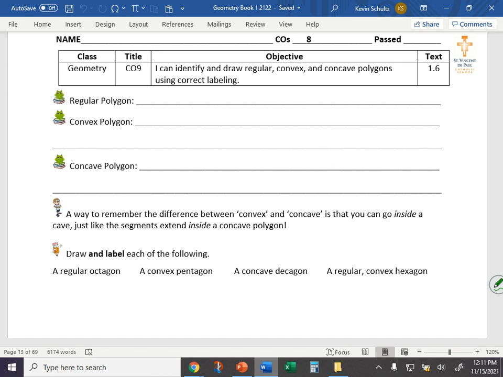So our objective is to identify and draw regular, convex, and concave polygons using, and this is important, correct labeling. We saw some issues in previous objectives where we thought something was an angle bisector, but it wasn't labeled as such, so even though it looked like it might be, we couldn't assume it was because it didn't have the labeling. Labeling comes in very, very prominently in geometry.